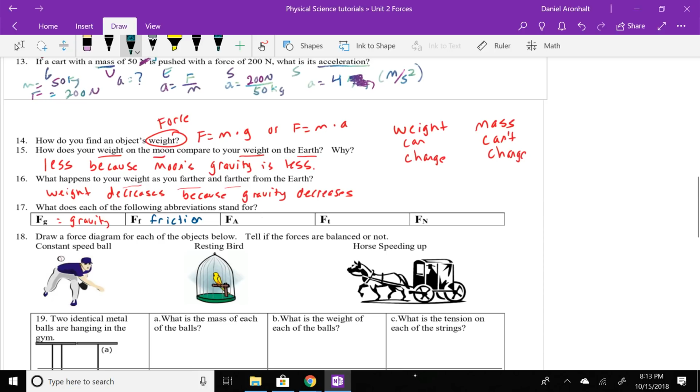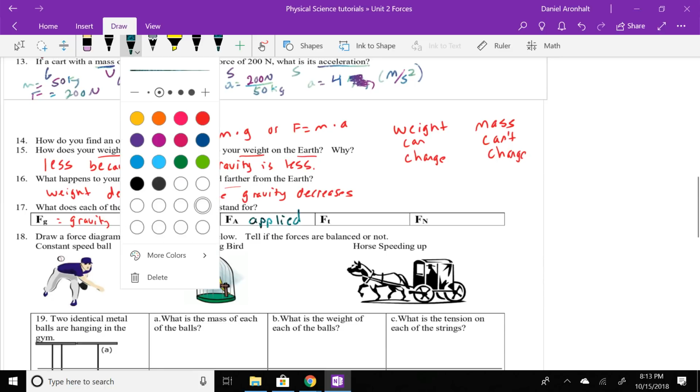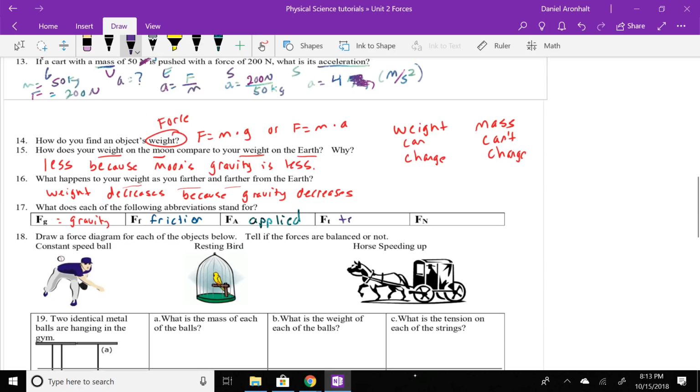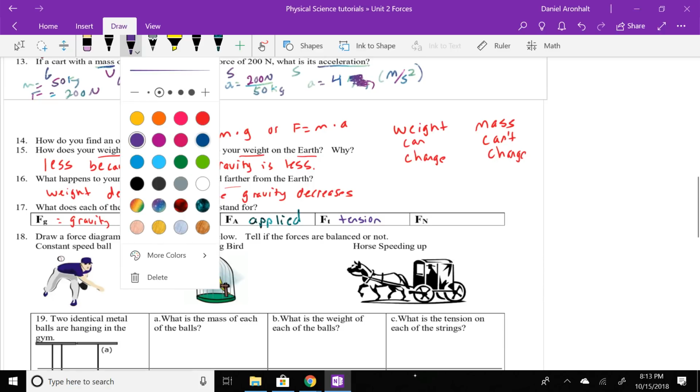What is F sub A? Well, that's applied force. And remember, that's the generic push-pull. And then what is F sub T? That's tension, and it only exists if there's a rope or a string. Don't confuse F sub T and F sub E. A spring is not a rope. So a spring is F sub E for elasticity, and a rope is F sub T for tension. And then finally, the last one, F sub N, is support or normal.